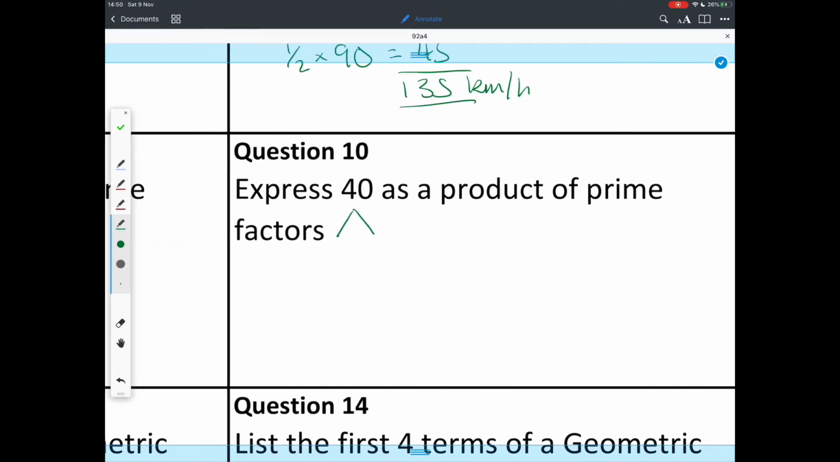With this one, I've got 5 times 8. 5 is a prime number. 8 can be written as 2 times 4, and 4 can be written as 2 times 2. So in this case, I have got repeated numbers. I've got 3 lots of 2, so it'll be 2 cubed times 5.